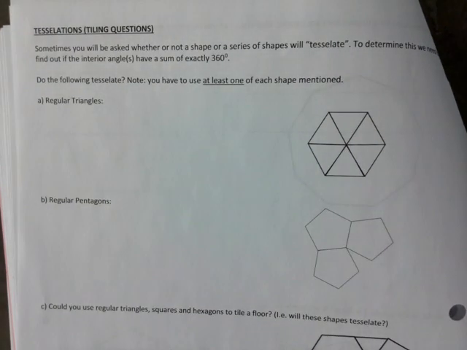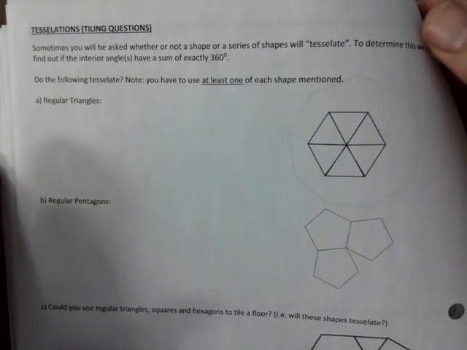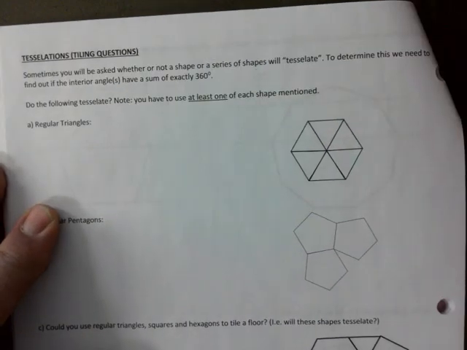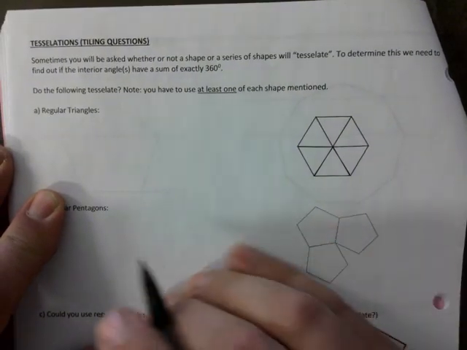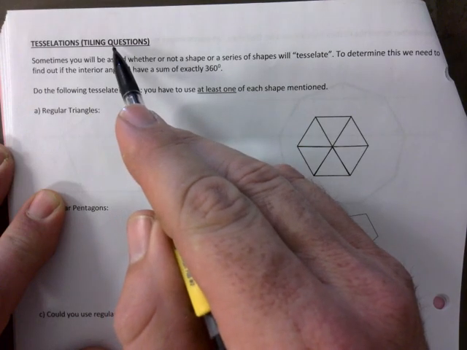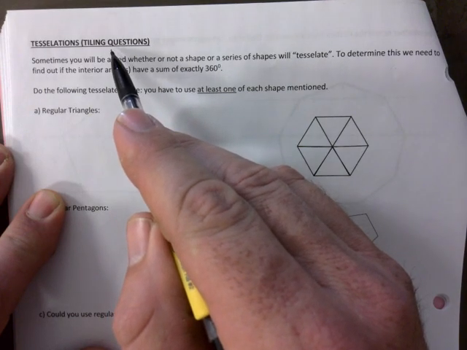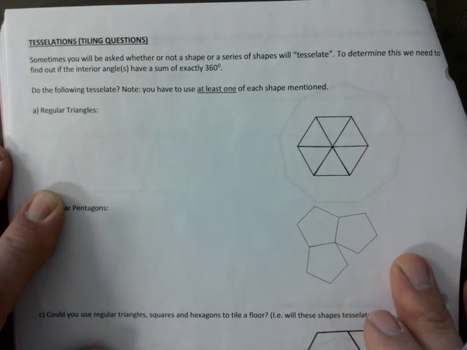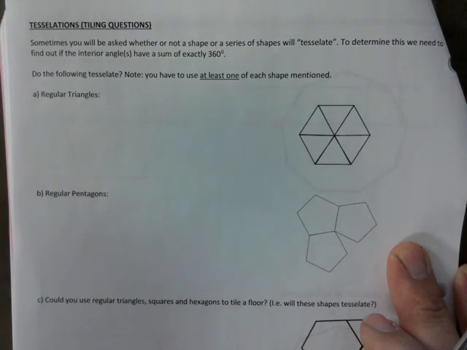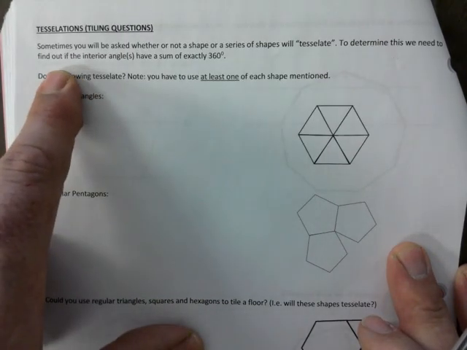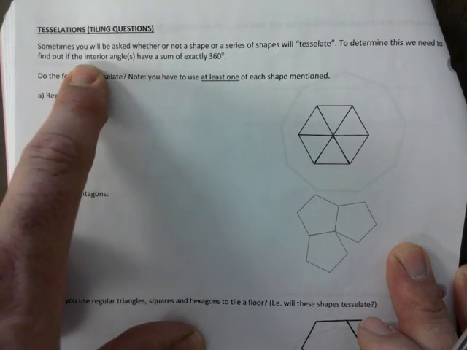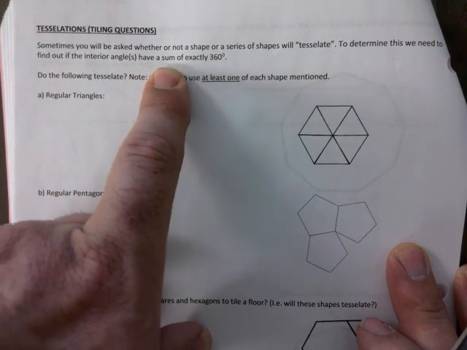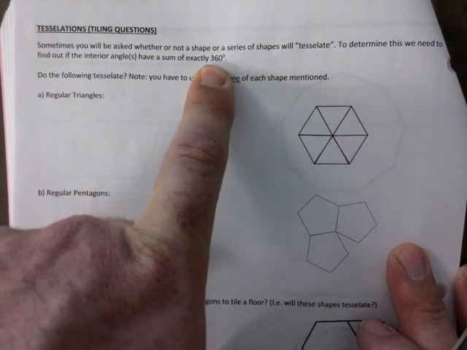This is page 49. And page 49, tessellations deal with tiling questions. Okay. Do you remember doing tessellations in younger grades? They might have COVID. Never mind. They probably skipped that part. It's not crucial. You'll be fine. To determine this, we need to find out the interior angles, and if those interior angles have a sum of exactly 360 degrees. Okay.